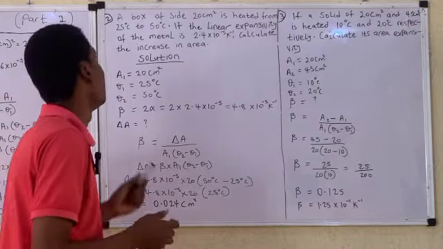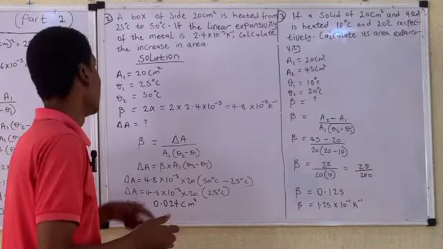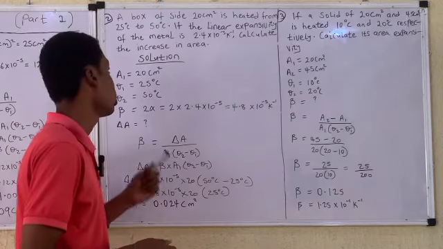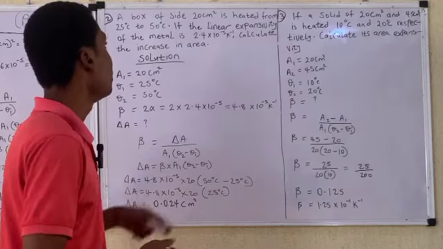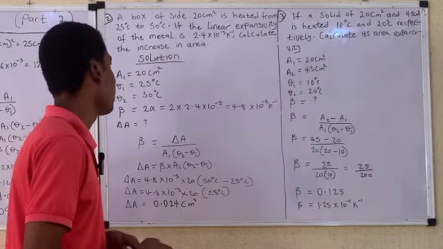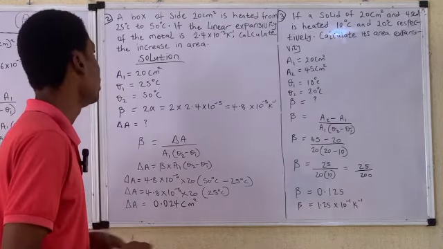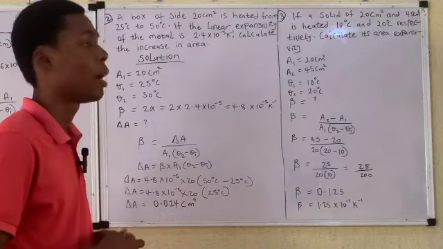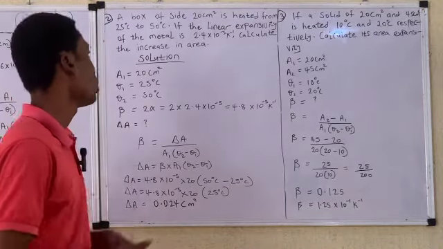So let's take our number 2 question. A box of size 20 centimeters square is heated from 25 degrees Celsius to 50 degrees Celsius. If the linear expansivity of the metal is 2.4 times 10 raised to power minus 5, calculate the increase in area. Like I said before, we have to bring out our parameters first. So from the question, what are our parameters?